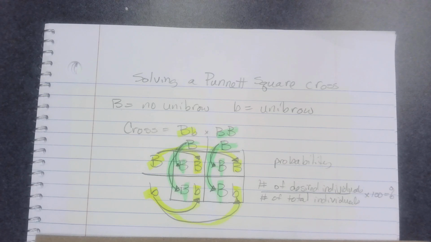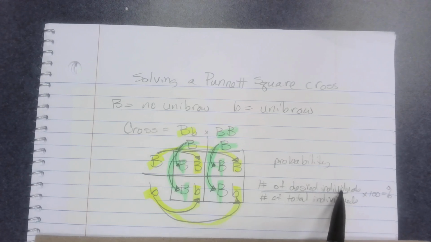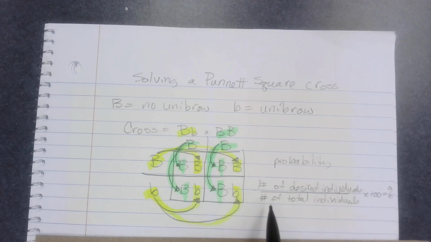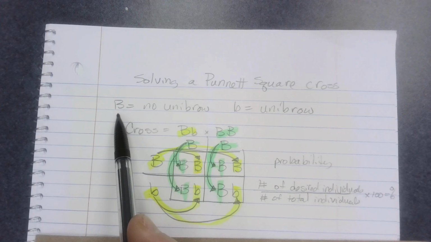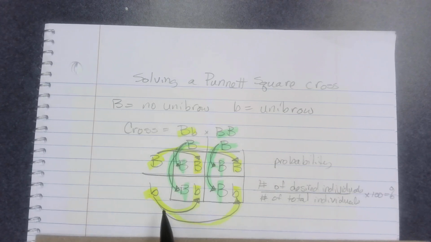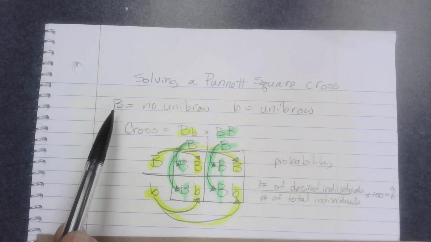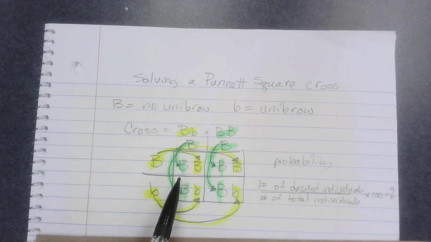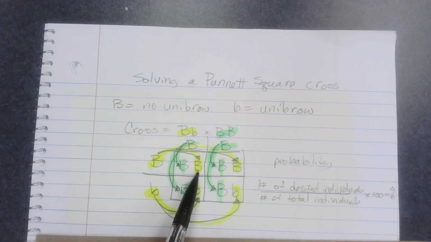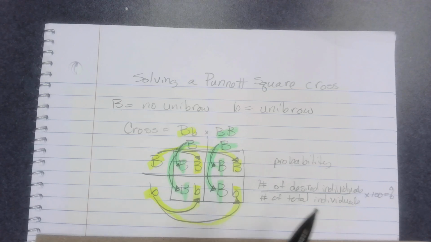In order to find probability, you take the number of desired individuals and divide it by the number of total individuals times 100. So if I want to find the probability of having an individual with a unibrow, first I need to look to see how many of these are going to have a unibrow. Capital B is no unibrow, and capital B is dominant. So if it's there, then that's what we'll see. Dominant alleles, so no unibrow. Dominant alleles, so no unibrow.